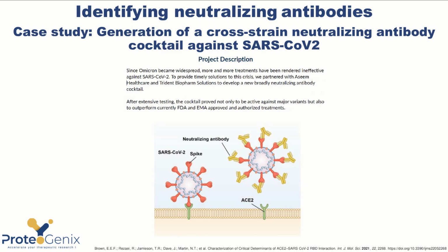So, during the pandemic, we teamed up with Asim Healthcare and Trident Biopharma Solutions in order to develop a neutralizing antibody cocktail against a range of the COVID-19 strains circulating at that time. It was identified very early on in the pandemic that the receptor binding domain of the spike protein of COVID-19 bound to a protein expressed on the surface of certain human cells known as ACE2. Thus meaning that antibodies which neutralize the interaction between these two proteins can be used as an effective preventative and curative treatment for acute COVID-19.